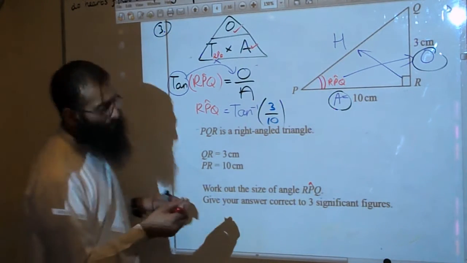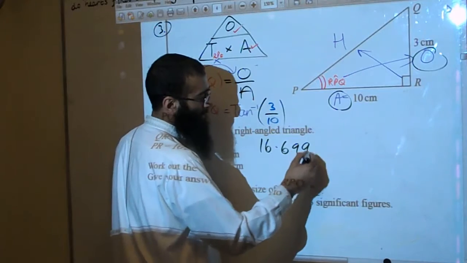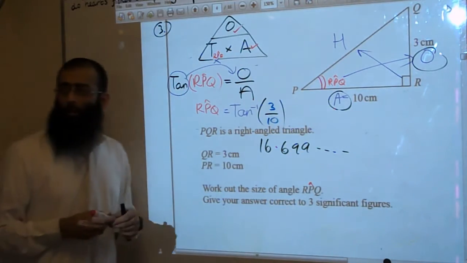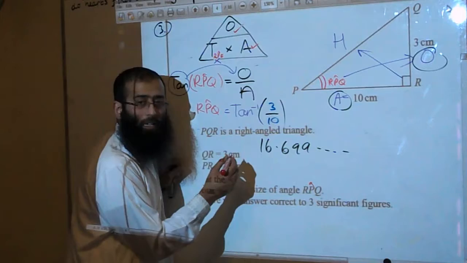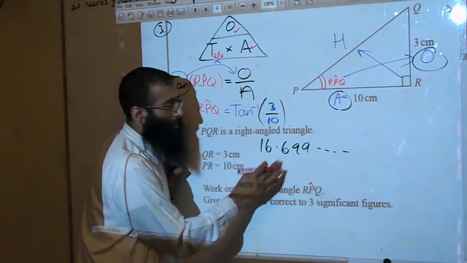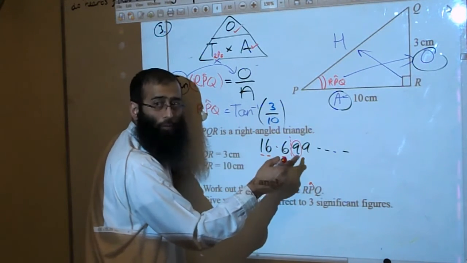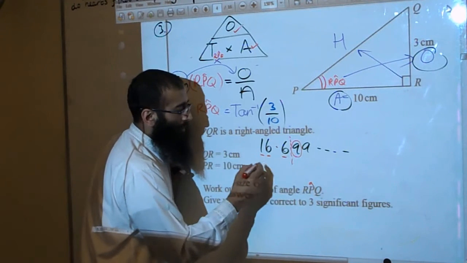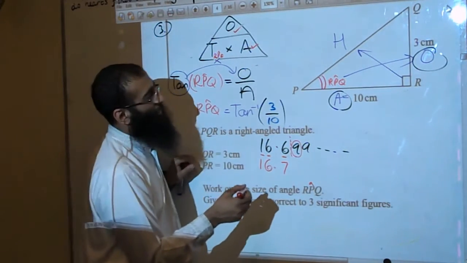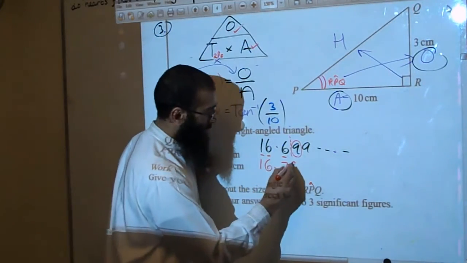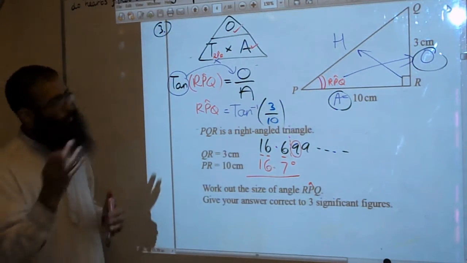Okay, let's have a look here. 16.699. Now the question says 3 significant figures. The first significant figure starts where here? First significant figure, second, third. So the 9 is the decider. If it's 5 or more, you add 1. It is more than 5, so it'll be 16.7. 16.6 add 1 will give you the 7. So the final answer will be 16.7 degrees. It's a small angle because it's quite long and that's quite short. So 16.7 degrees.